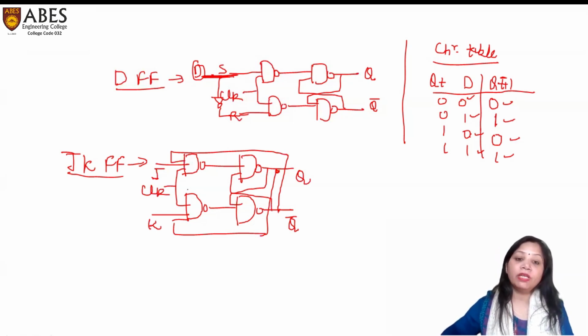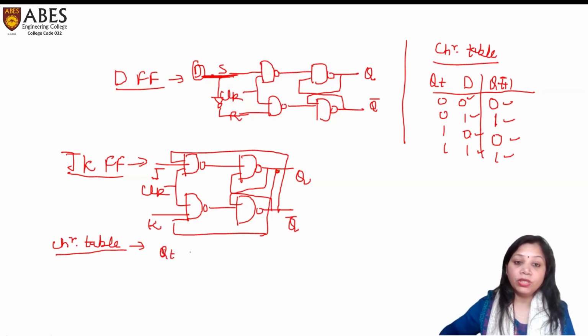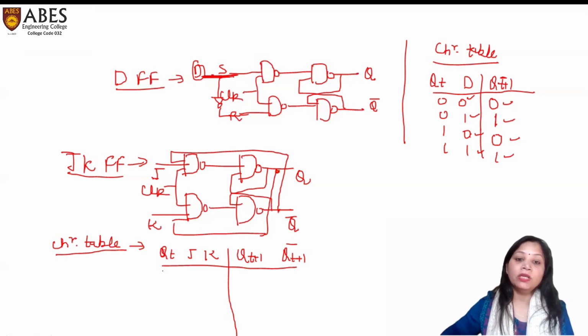तो यहाँ पर हम इस 1 1 वाली कंडीशन को भी यूज करेंगे, जो हमारी SR में यूज नहीं हो रही थी, हमारी इनडिटरमिनेट कंडीशन थी. So we are making a characteristic table of JK flip-flop. Our inputs are the previous value Qt, J, K, and the output is Qt plus 1 and Qt plus 1 complement. Right? These are the inputs and outputs.